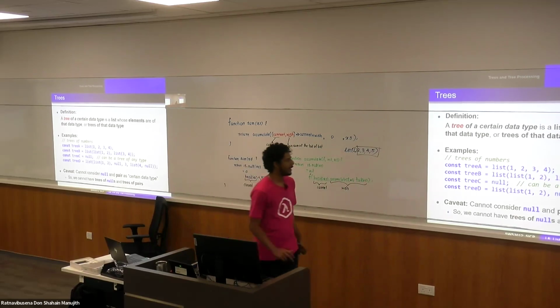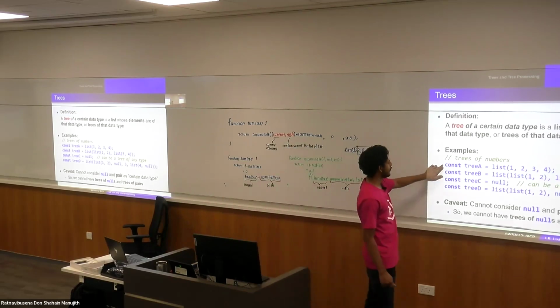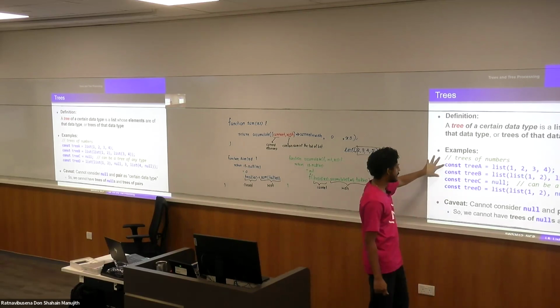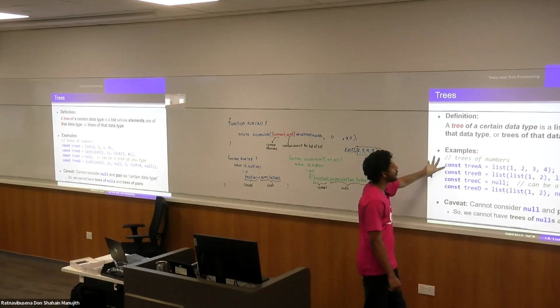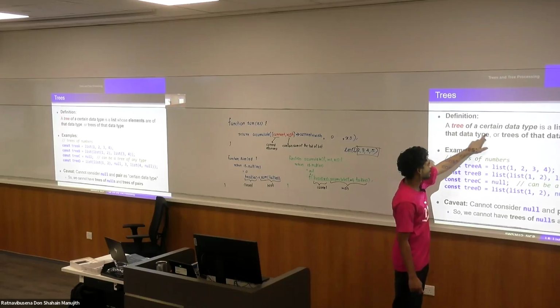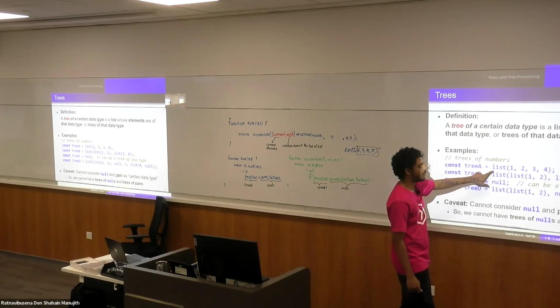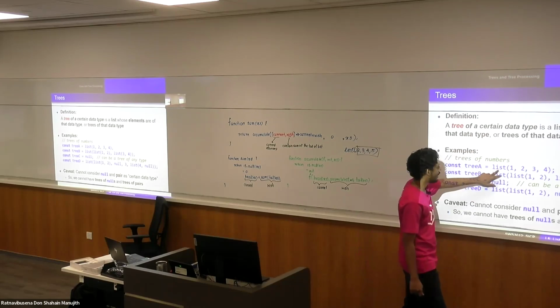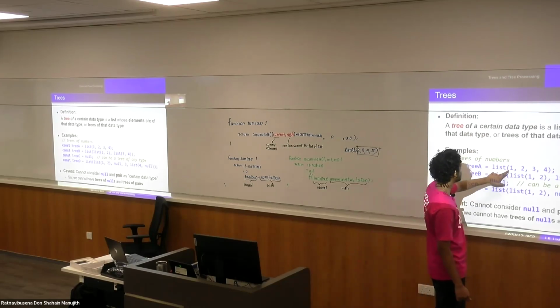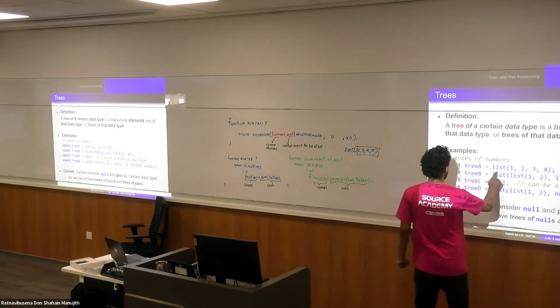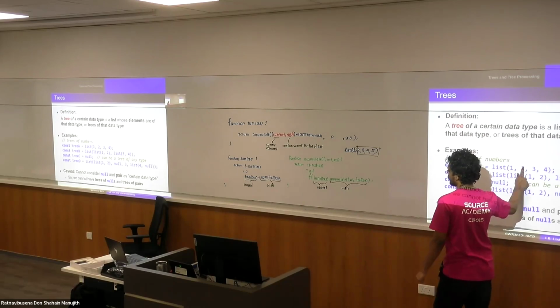Okay, so for example, this is a tree of numbers, tree A. Why is this first one a tree of numbers? Can you try to fit it into the definition? A tree of a certain data type must be a list. So is this a list? Yes. But we must check if the elements are of the data type or trees of the data type. Are the elements of this list numbers? Yes. So it's a tree of numbers.